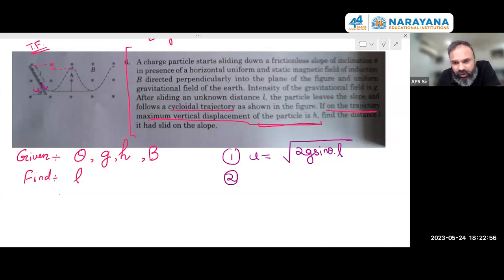And I also know that if the normal reaction N becomes 0 here, and this B is in the cross direction that is given to you, then basically mg cos theta at that point has balanced quB. So that is my second equation, which I can write here, because of which the normal reaction became equal to 0. Now comes the interesting part.